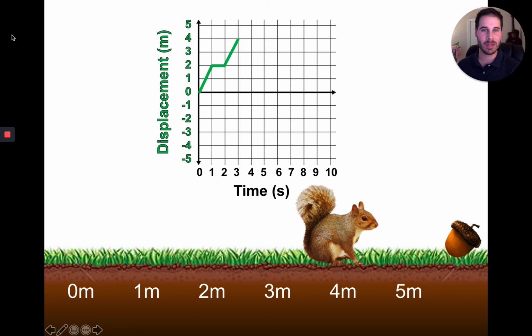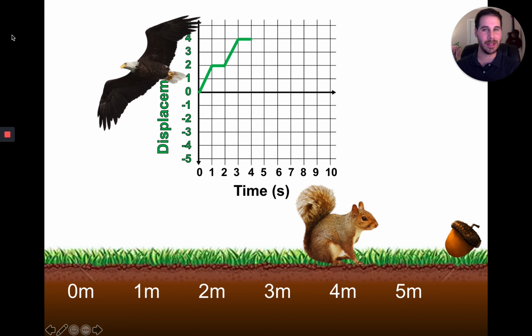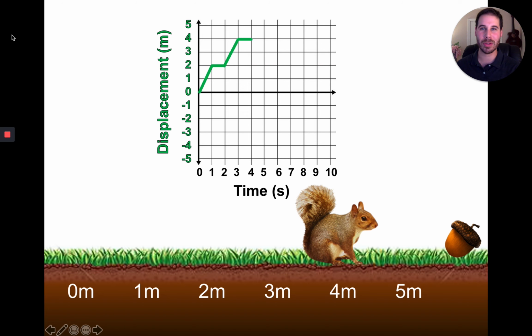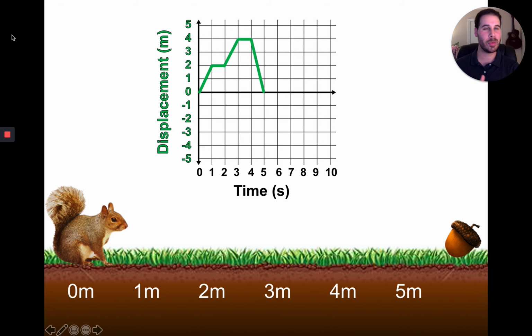What happened after this? Well, he heard an eagle go by. The eagle scared him, and so he ran backwards. So we actually had 2 things happen there. We had him pausing while he watched the eagle go by, and then we had him running backwards at a pretty high velocity, faster than he was before, because he was running away from the eagle. So notice that the line went down in that case, and that's because he was going backwards rather than forwards.